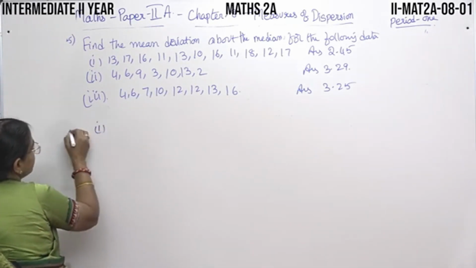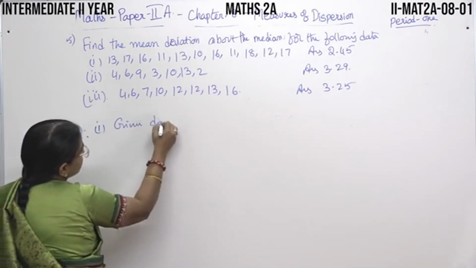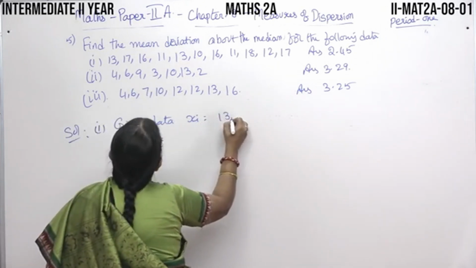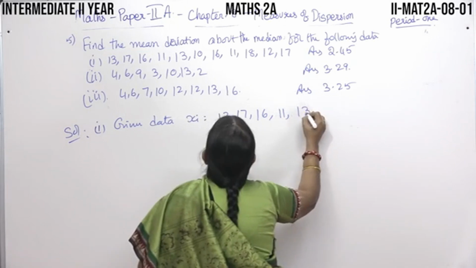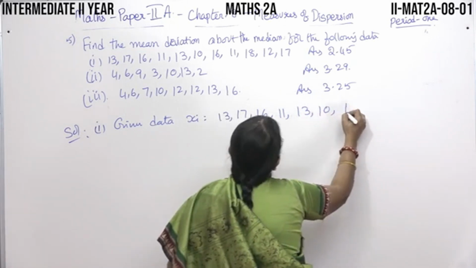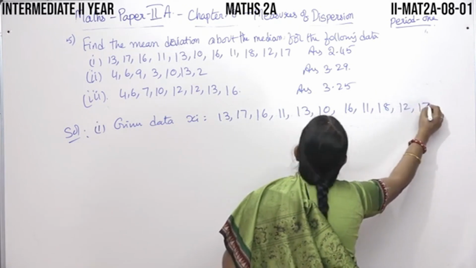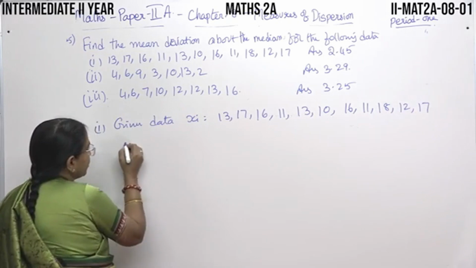Okay, first bit solution. So, what is the given data? Given data, the xi's, are 13, 17, 16, 11, 13, 10, 16, 11, 18, 12 and then 17. Now, to find the median, you must write them in ascending order.